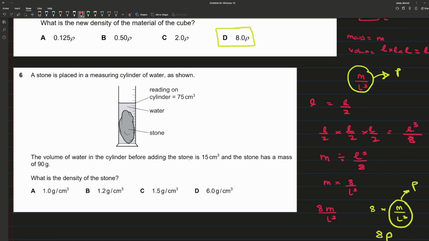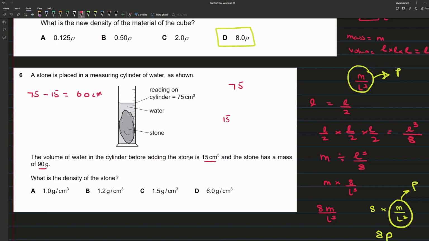The volume of the water in the cylinder before adding the stone is 15 centimeter cube and the stone has a mass of 90 grams. What is the density of the stone? Okay, so the original volume was 15 and after we added the stone the volume becomes 75. So we know that the formula to calculate the volume of an irregular object is final, which is 75, minus initial, which is 15, so we get 60.